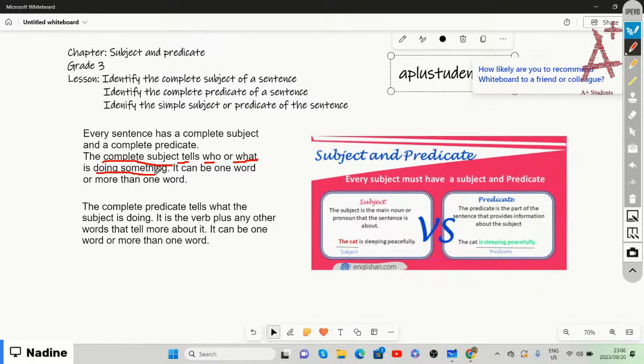So when it comes to our subject, it can be one word or it can be more than one word. And the subject is basically the main noun, or it can be a pronoun, that the sentence is about.